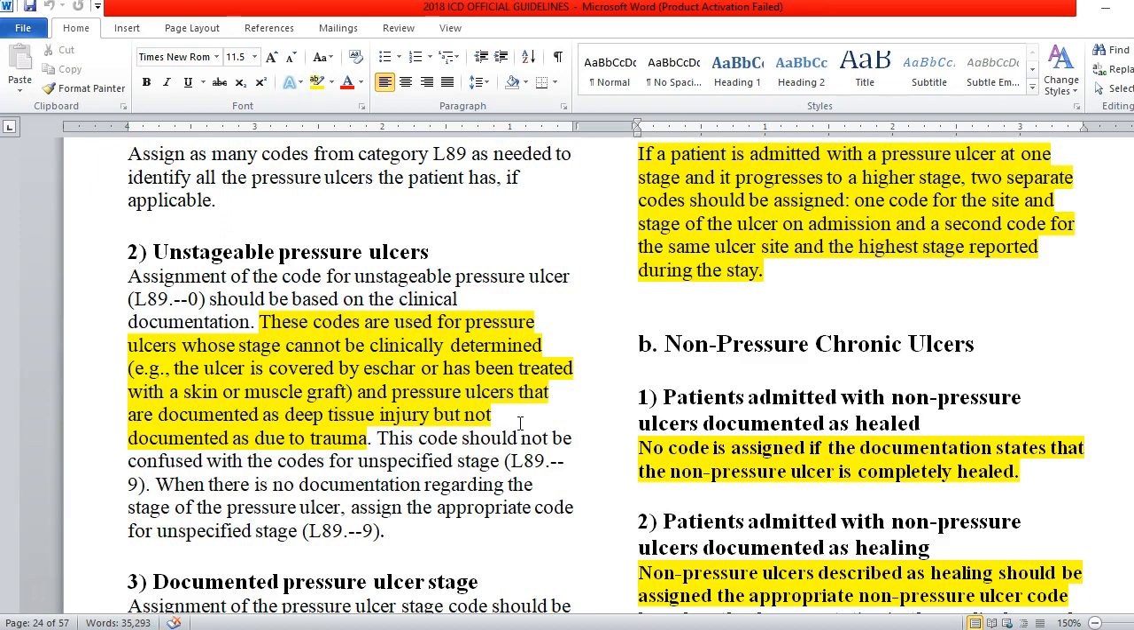So unstageable means we can't tell. And we can't tell because of trauma, we can't tell because of a graft, we can't tell because of dead skin, and all of those will always end with the last character being 0. If we don't know, then it's going to be unspecified, where the last character will end with 9. So that's what we need. We need the provider, or sometimes this is going to be the nurse, who's going to document the anatomic site and the stage. If they use the terms unstageable or unspecified, we need to make sure we're picking out the correct 6th character.